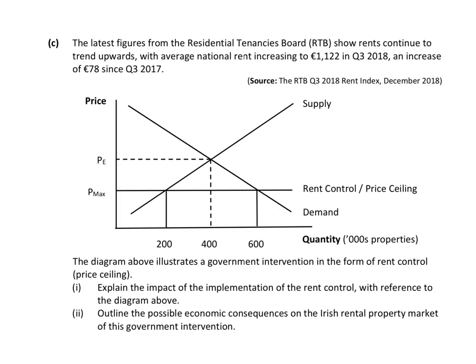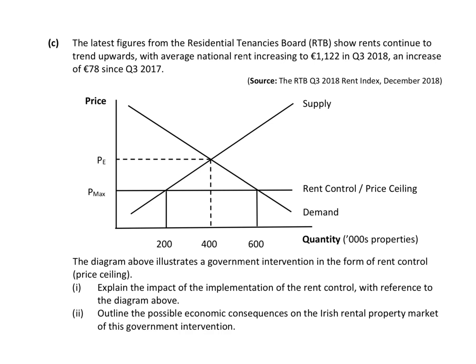So this is part C of that question from 2019. And again, it's related to rent. Obviously, we know the housing crisis is still very, very topical. It hasn't changed since that time. So it states that the latest figures from the RTB show rents continue to trend upwards, with average national rent increasing to €1,122 in quarter 3 of 2018, an increase of €78 since quarter 3 2017.